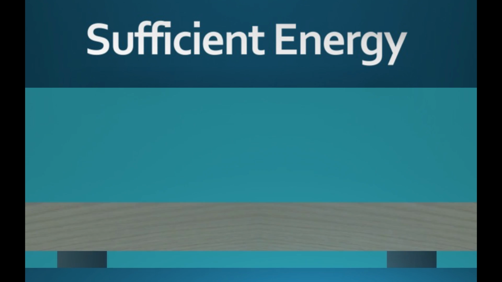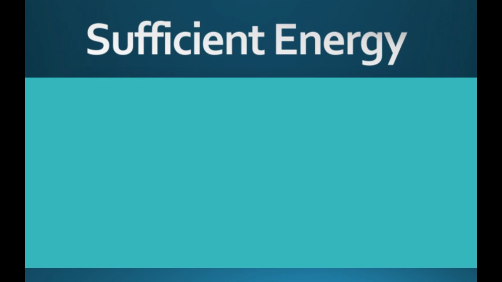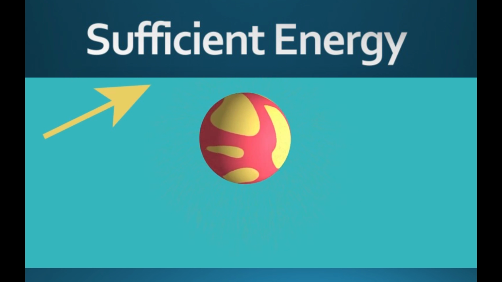For instance, if there isn't sufficient energy, the reactant particles will hit each other and just bounce back. No reaction is going to occur. If you do have sufficient energy, the reactant particles are going to collide and a new product will be formed.